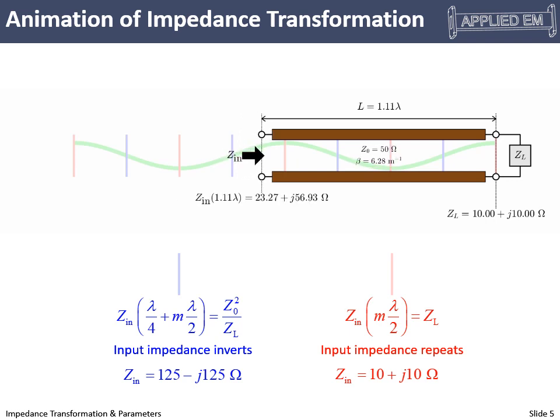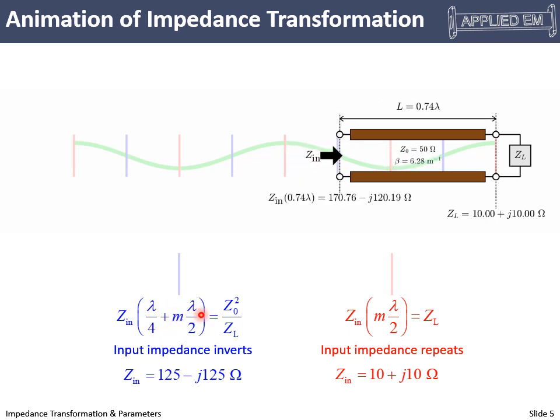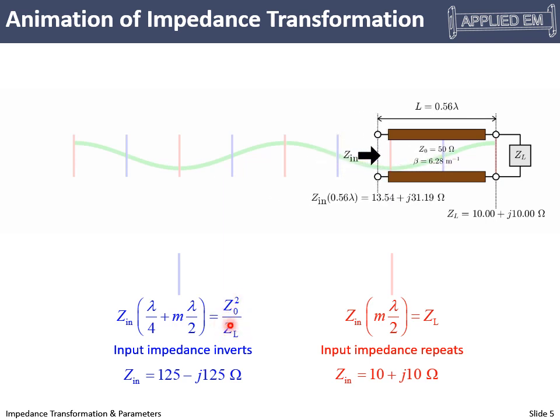So this impedance inversion we're writing this way. Our input impedance, a quarter wavelength behind the load, plus an integer multiple of half wavelengths, is always the inverted impedance, Z0 squared over ZL.